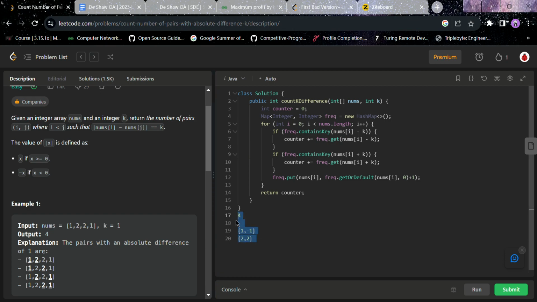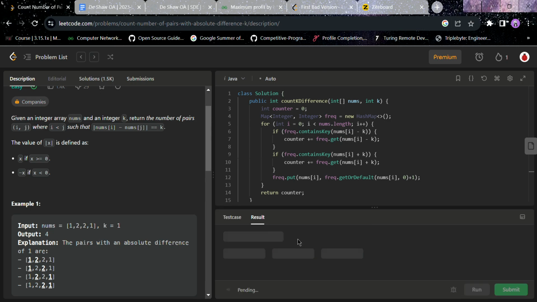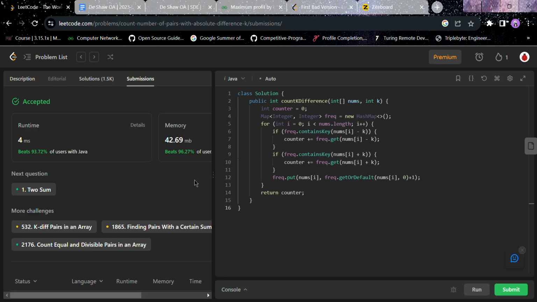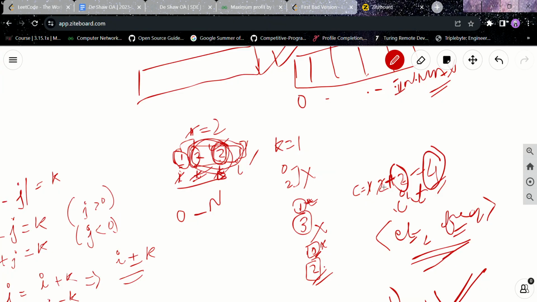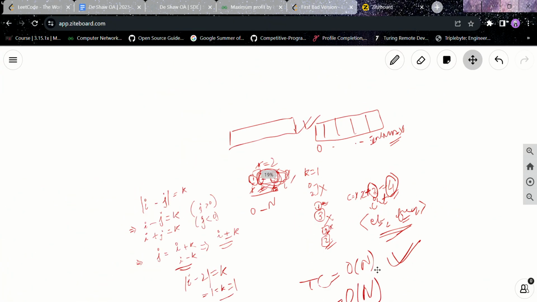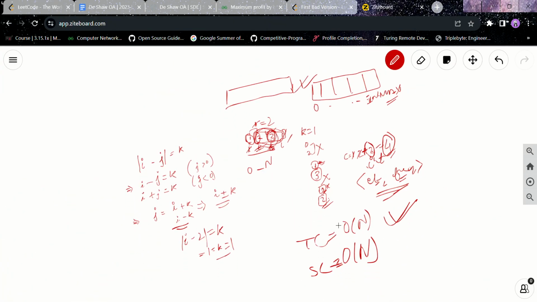So we have also tried running the code. Most probably this will run. This indeed will run. And see, 4 millisecond, where the previous one was taking about 8 millisecond. So this one is an optimized solution with time complexity of big O of n and space complexity of big O of n. Okay, so that was all.